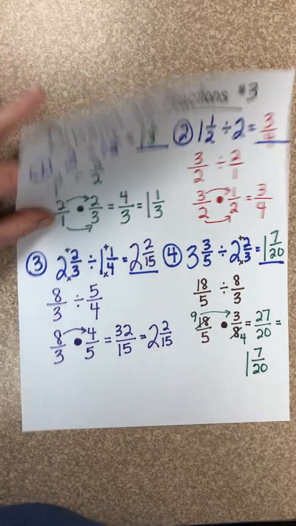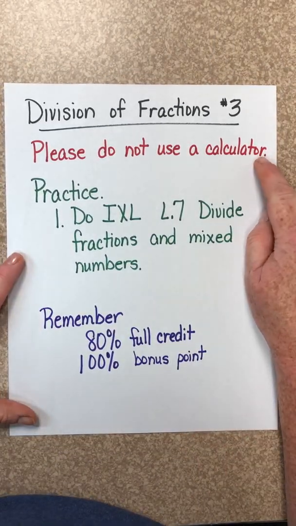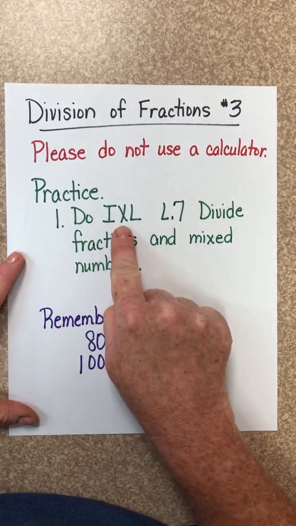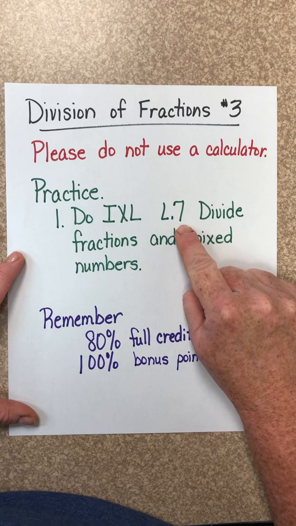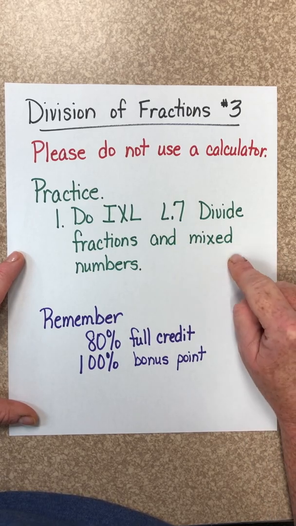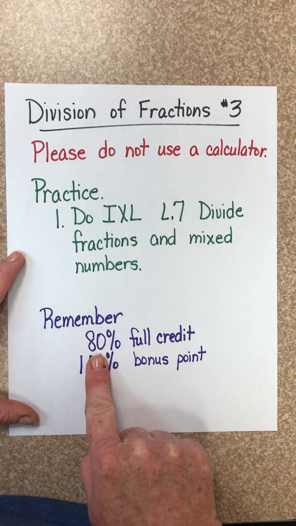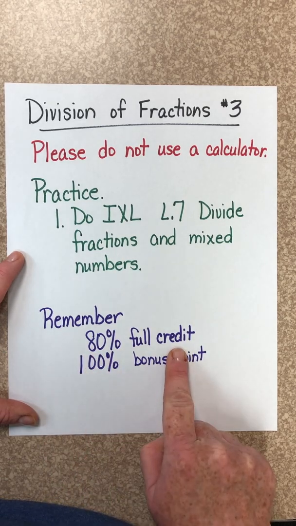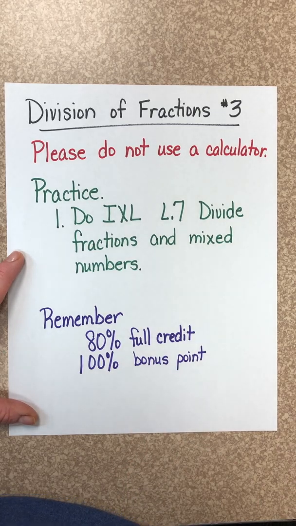Now let's look at the practice that I would like for you to do. Please, again, do not use a calculator. I want you to practice IXL 6th grade L7, and you should see the words divide fractions and mixed numbers. Please remember, I want you to work to 80% to get full credit, and 100% will give you a bonus point. Thank you.